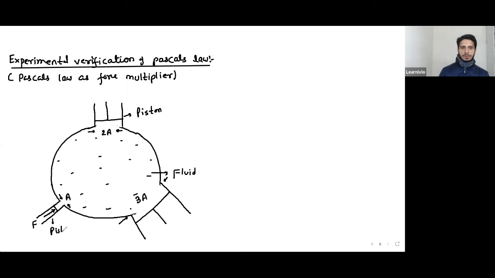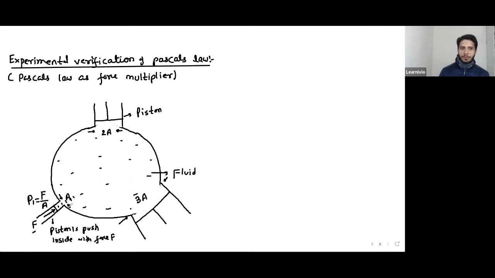So the piston is pushed inside with force F. Sania, how much is the pressure, if the area of the piston is A and the force applied on it is F? F by A, the ratio of force to area. So the force acting here is F, so pressure is F by A. When I push this piston inwards, then as Sania says, the pressure in the liquid will increase.